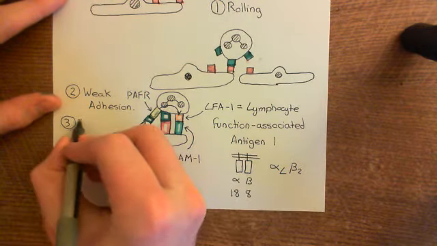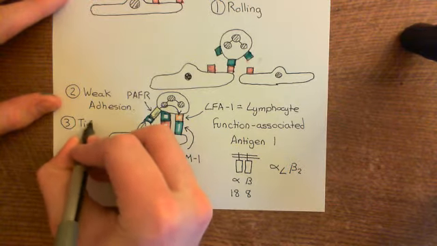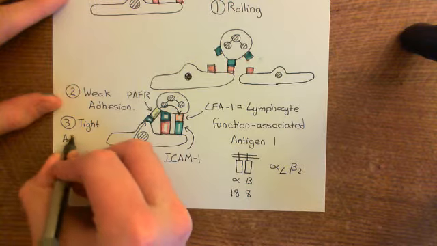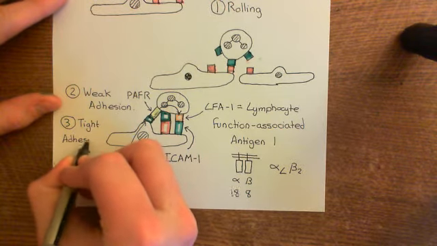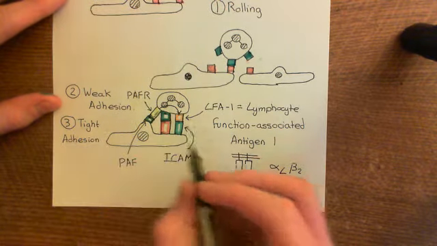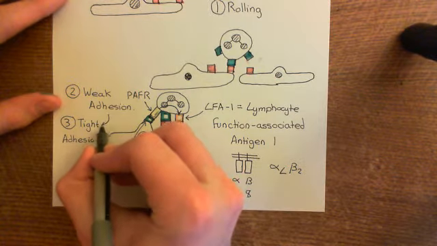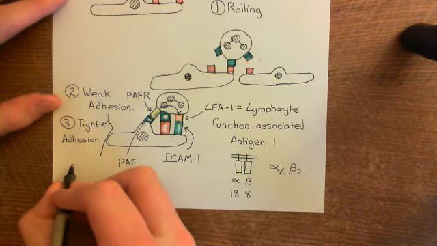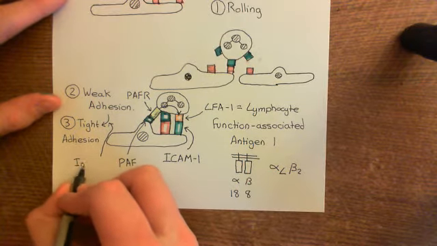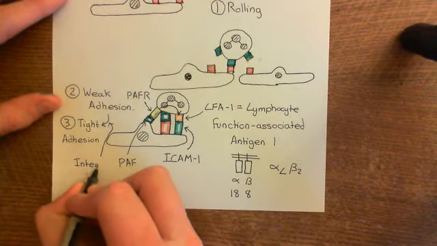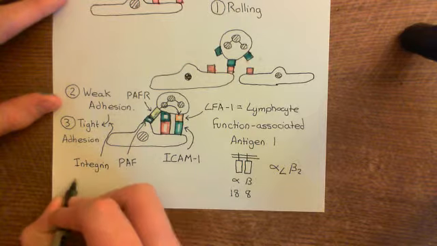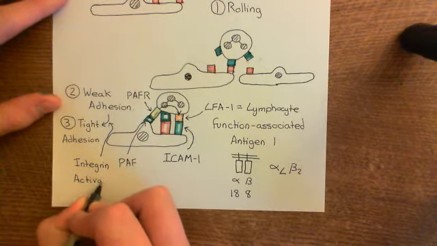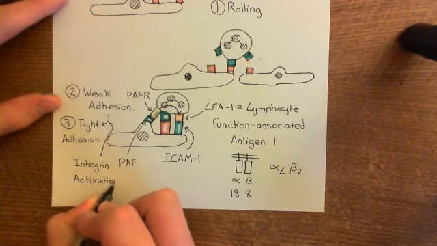So you go from having a very weak adhesion to having a tight bond or a tight adhesion. Okay, and it's because of the activation of the integrin. So what takes you from the weak adhesion to the tight adhesion is activation of the integrin. So this is integrin activation, which is undertaken by the platelet activating factor binding to the platelet activating factor receptor on the surface of the neutrophil.